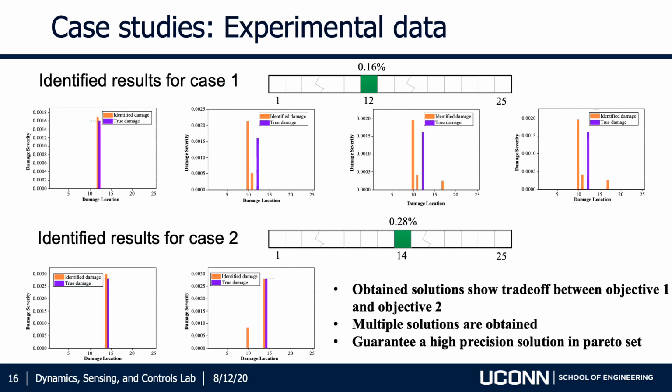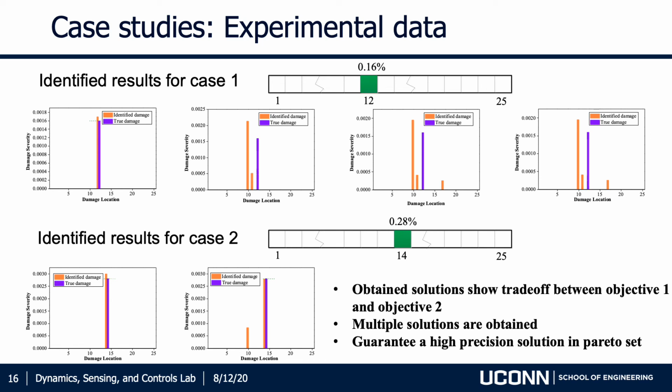Similarly, we studied 2 cases using experimental data. We introduce damage at the 12th and 14th segments with different severity, and then we obtain multiple results for the 2 cases. As shown in the figures, the obtained solutions show a trade-off between objective 1 and objective 2, and there is always one solution with high precision in the Pareto set.